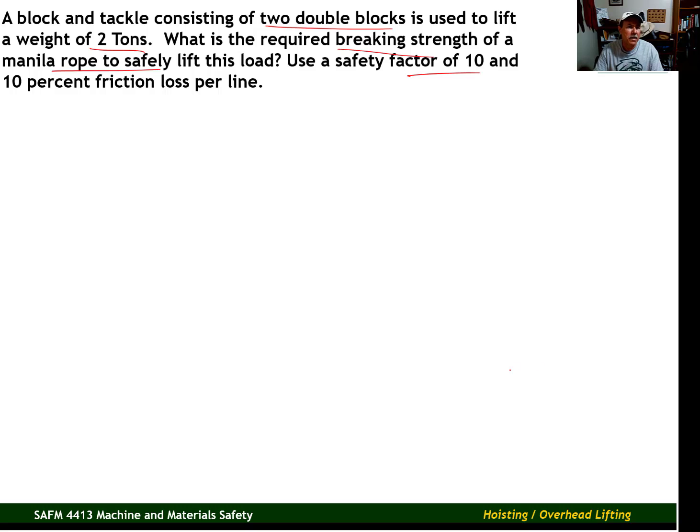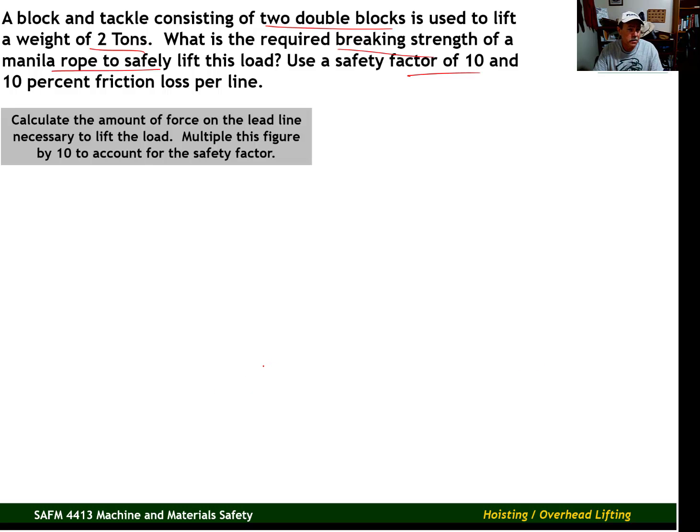But let's just go ahead step by step and look at how I would solve this problem. There are 2 possible strategies you could use. One strategy requires the test taker to memorize a multiple variable formula, a formula that's not going to be given to you on the CSP exam. And there's 6 or 7 variables in that formula that you have to memorize and know what all the variables are for. So I wouldn't do it that way. I would calculate the amount of force on the lead line necessary to lift the load. Then I would multiply this figure by 10 to account for the safety factor.